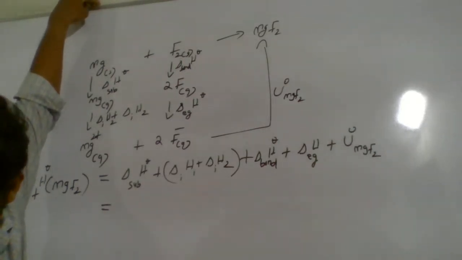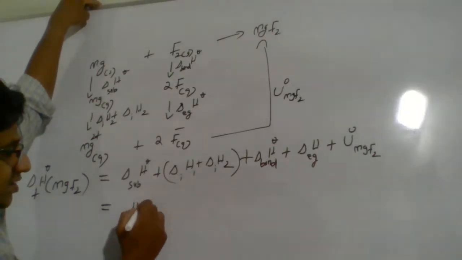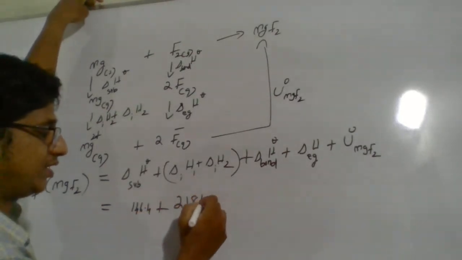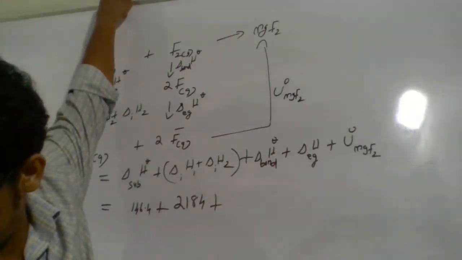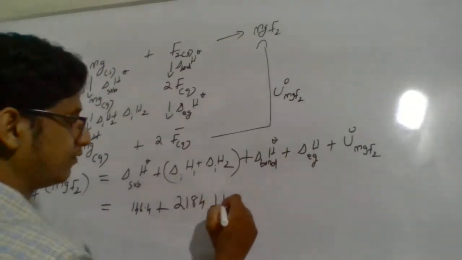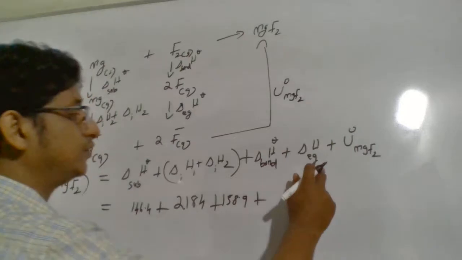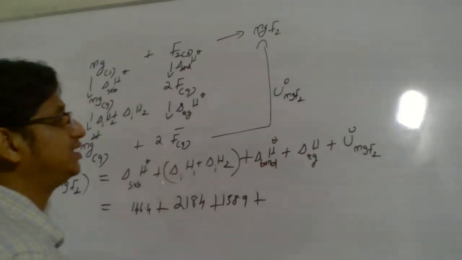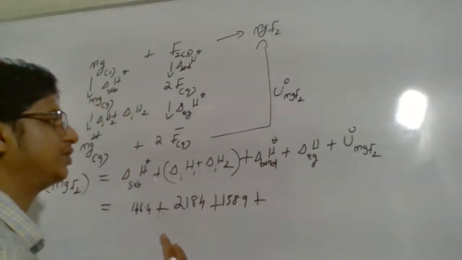The sublimation enthalpy value they gave is equal to 146.4, plus the sum of first and second ionization enthalpy they gave, which is equal to 2184 kilojoule per mole, plus the bond dissociation enthalpy of fluorine they gave, that is equal to 158.9, plus now the electron gain enthalpy of fluorine that is given here.